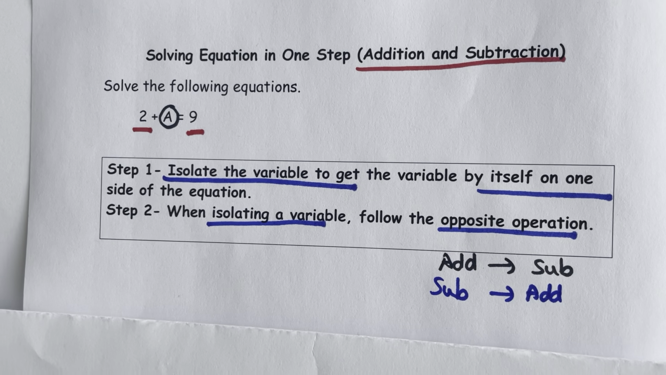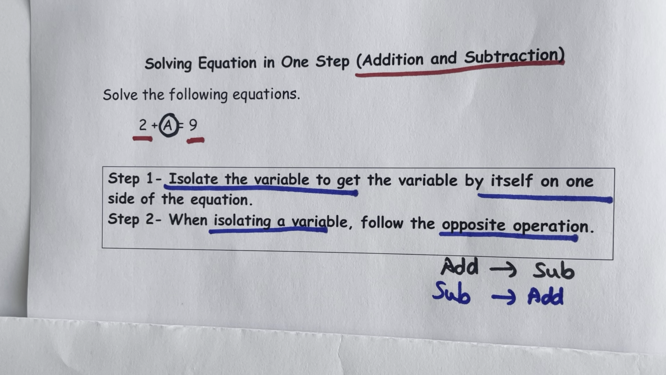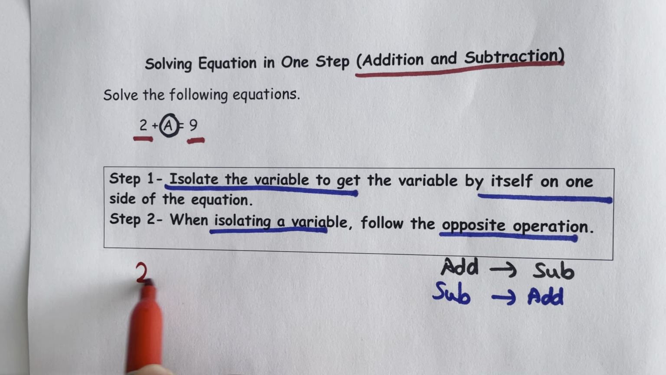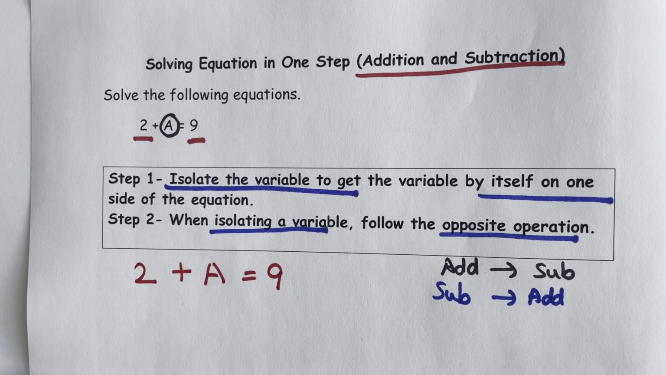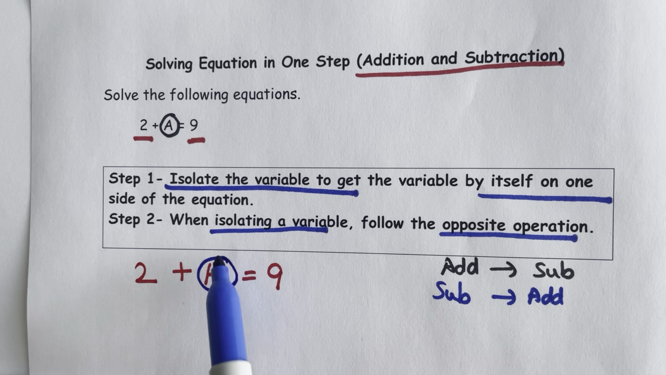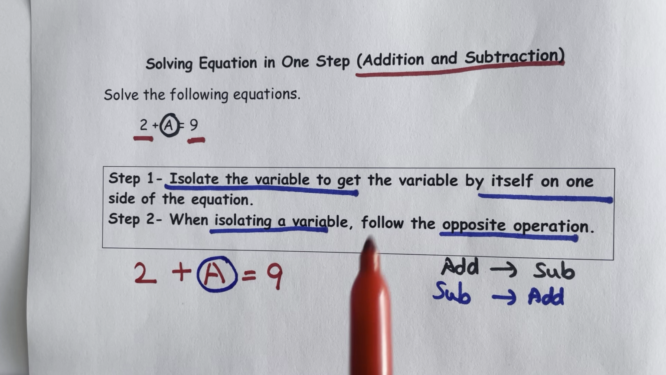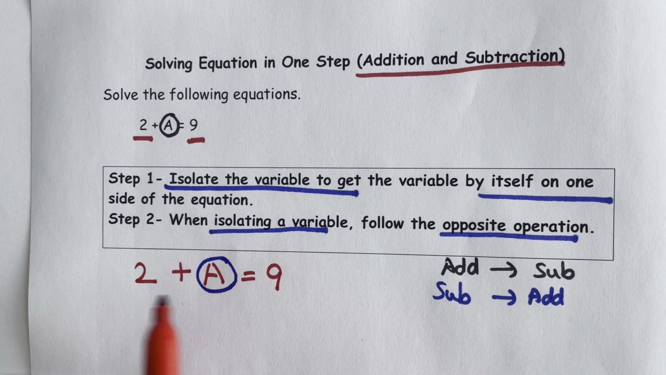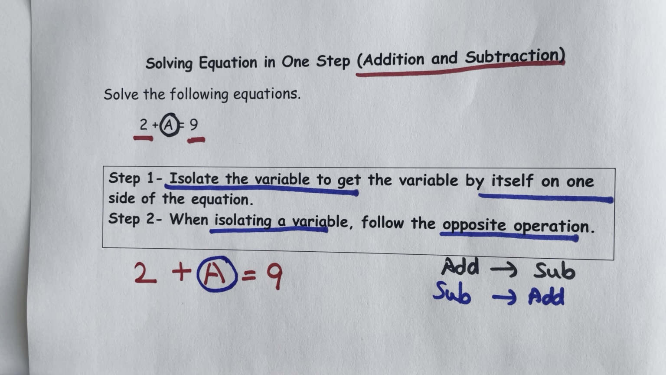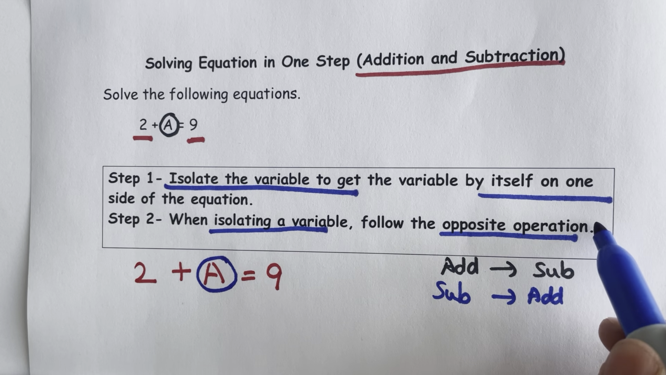So let's get started with the same equation that we started with: 2 plus a is 9. Now first of all, we need to identify the variable, which is a here. The whole thing is to isolate the variable and just get the variable by itself. So we have to get the variable, that is a, by itself on one side. How can we do that? By using the opposite operation.